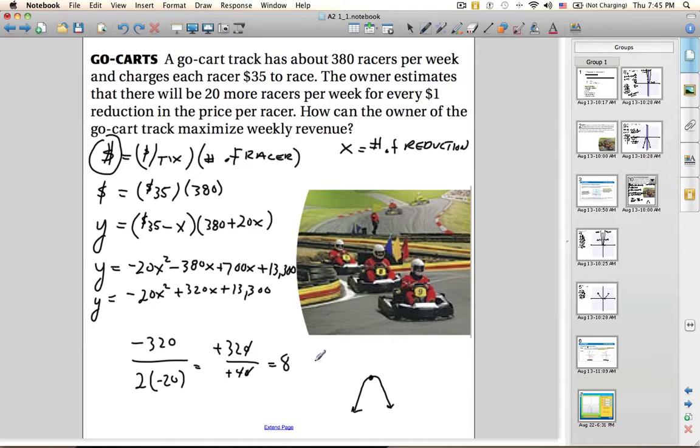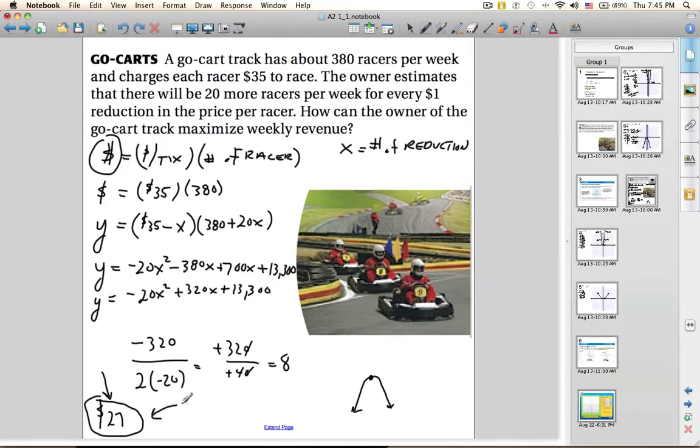So if x is equal to 8, remember, x is how many times I reduce my price. So I'm going to reduce my price by 8. So my price is going to be 27. $27 is going to be the best price for me. If I want to find out how much money I make, I would take 8 and plug it back up into this model in place of x, and I'll get the actual revenue. The key thing I wanted to do is find out what price should he charge. $27 is the price that is the best price for him to charge.